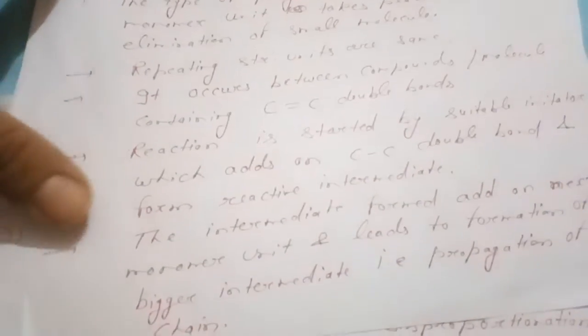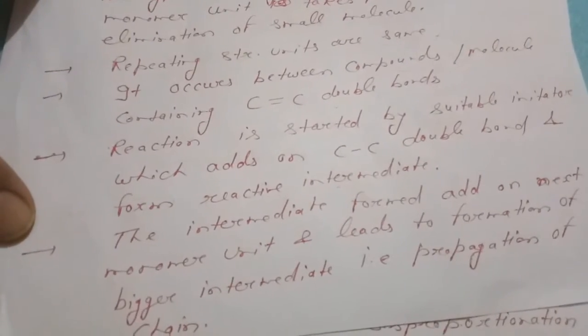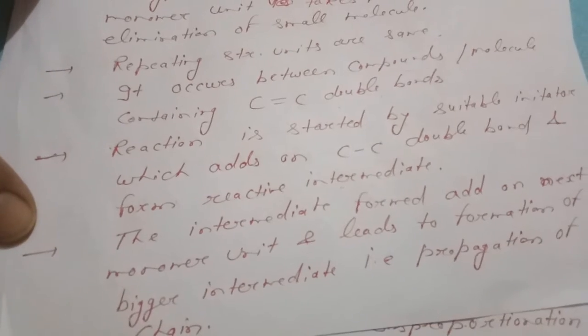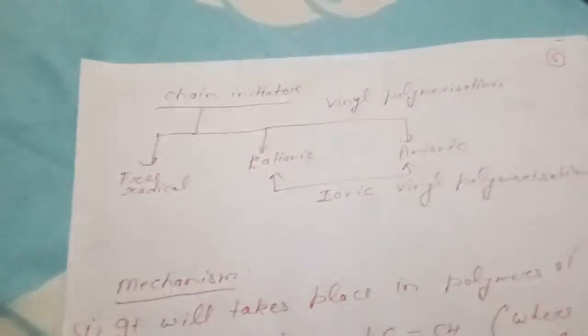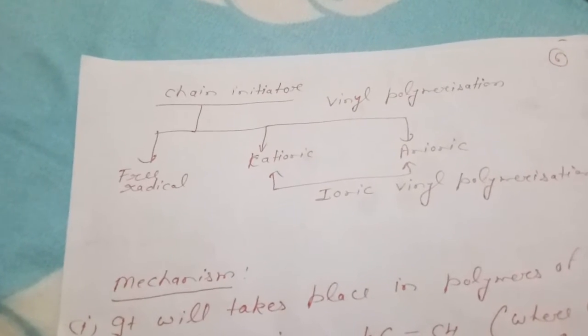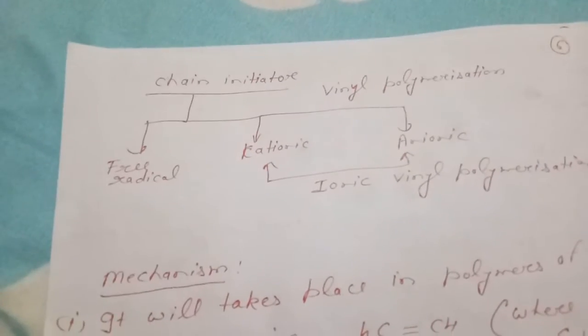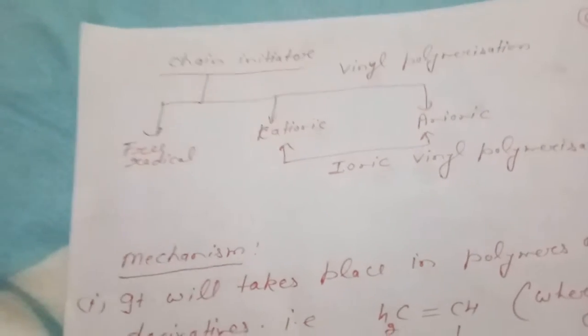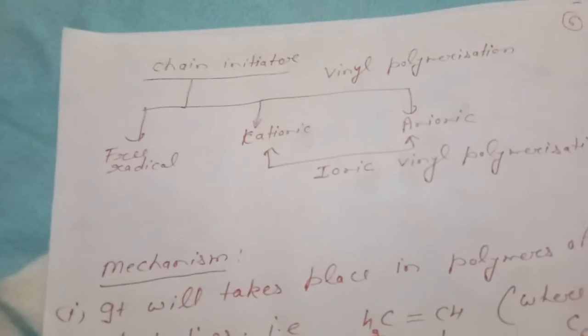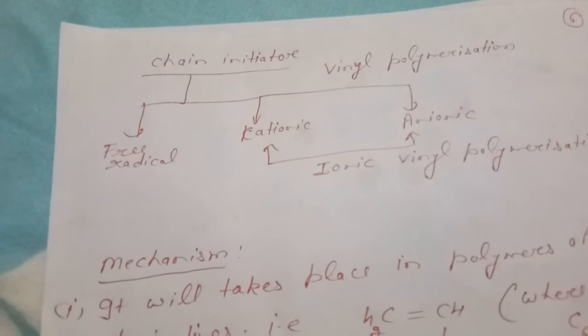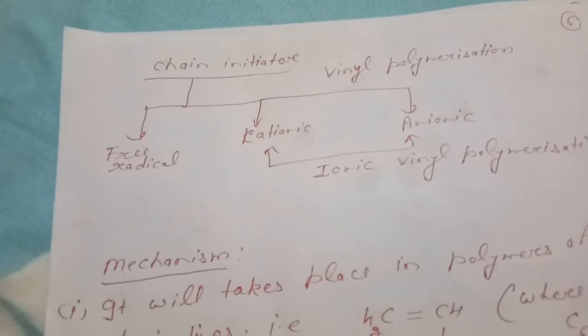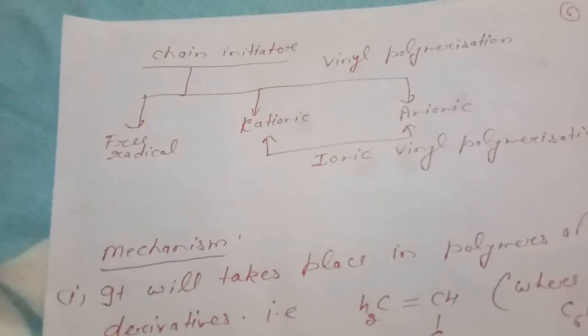The next one is that the intermediate formed adds on to the next monomer unit and leads to the formation of a bigger intermediate, that is the propagation of the chain. Now, as we have discussed, there are chain initiators responsible for this type of polymerization. They may be free radical or ionic, cation or anion. On this basis, vinyl polymerization may be free radical, cationic, or anionic vinyl polymerization.